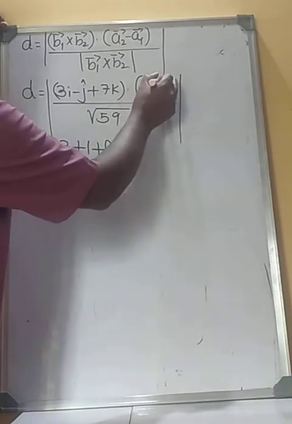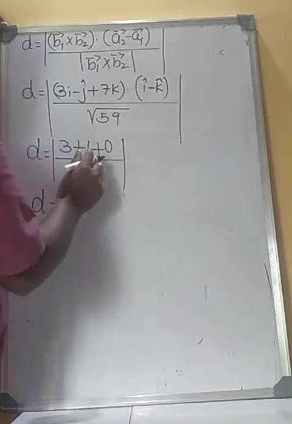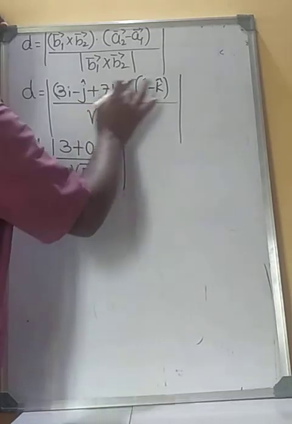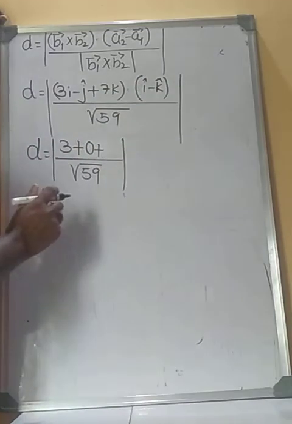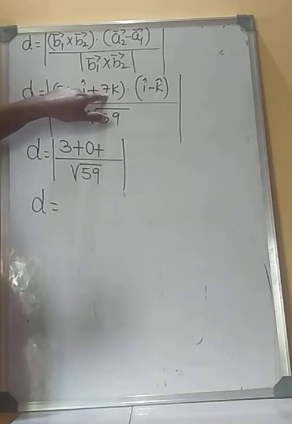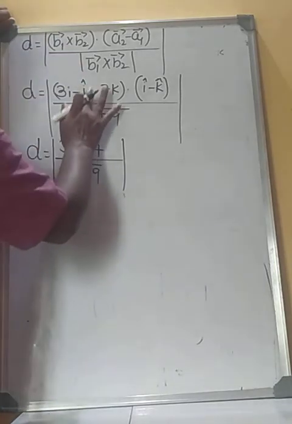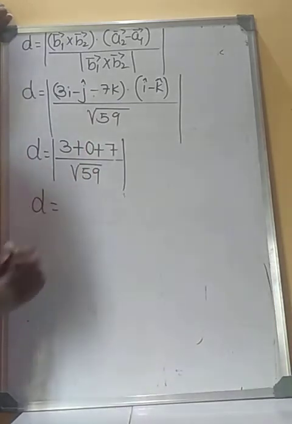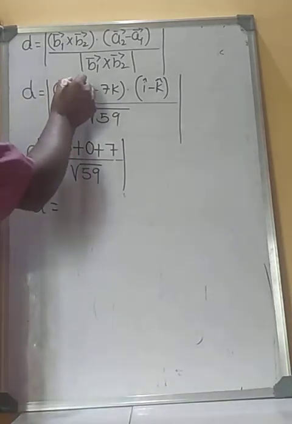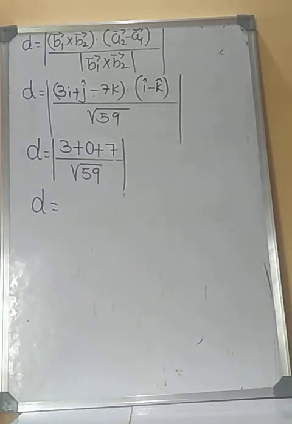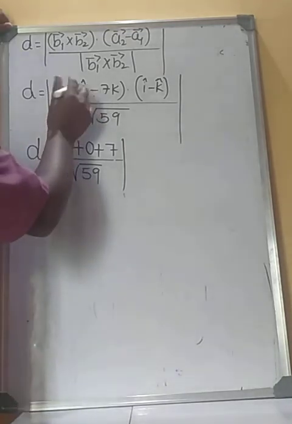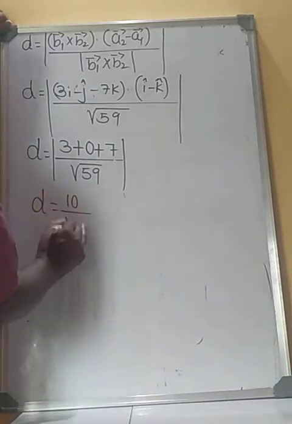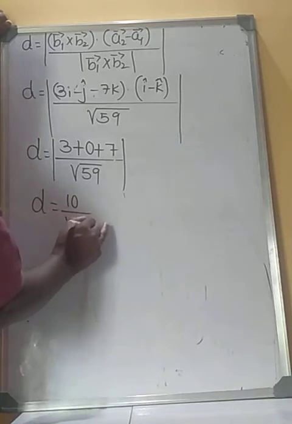Here i minus k, here also minus 7k, so minus into minus plus, 3i minus j minus 7k. Therefore, D equals 10 dividing by root of 59.